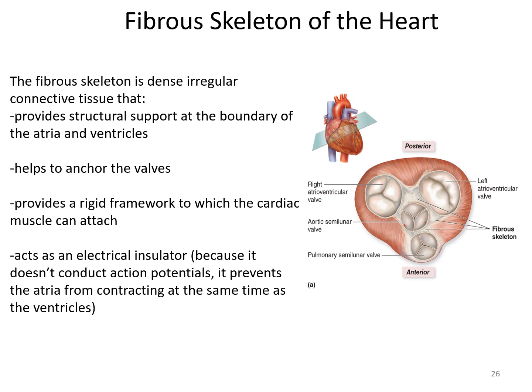However, it also acts as an electrical insulator. Because it doesn't conduct the action potentials, since it's fibrous connective tissue as opposed to cardiac muscle tissue, it can prevent the atria from contracting at the same time as the ventricles. So when we get into the physiology of how the heart contracts, the atria contract first and then the ventricles contract, and they alternate that pattern.